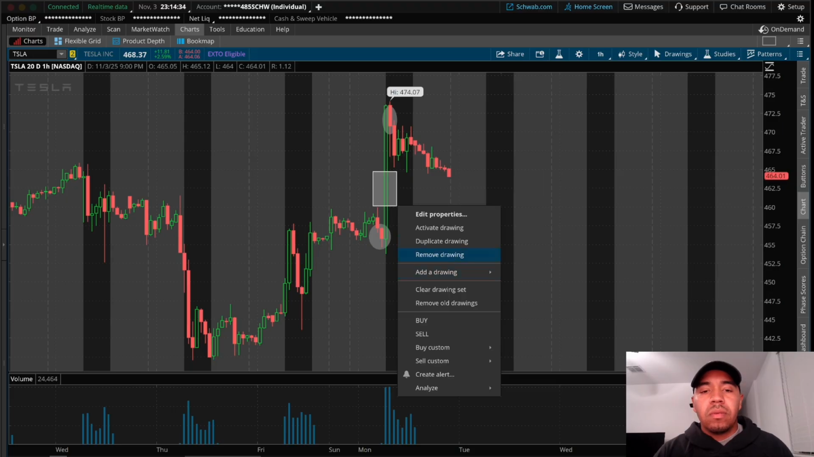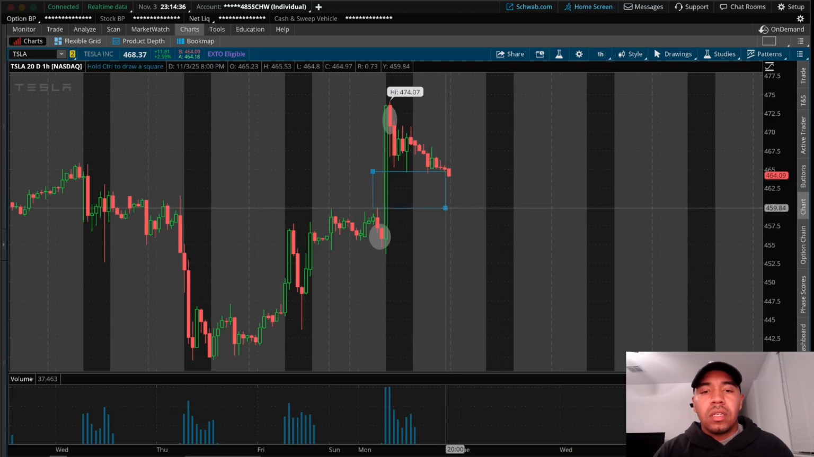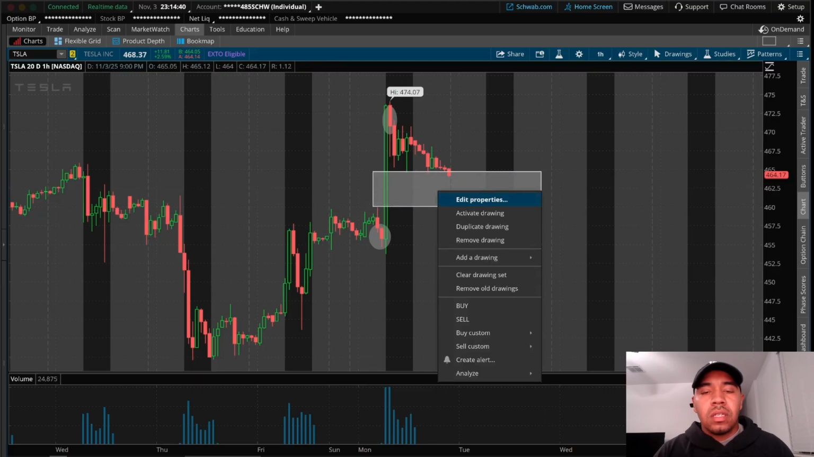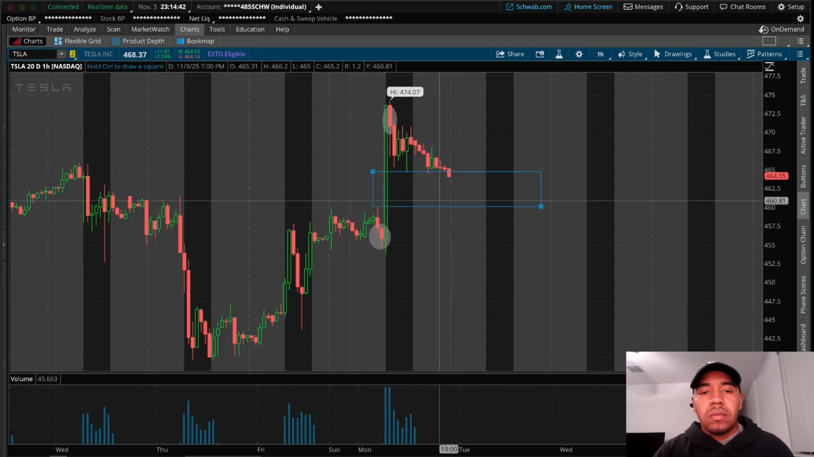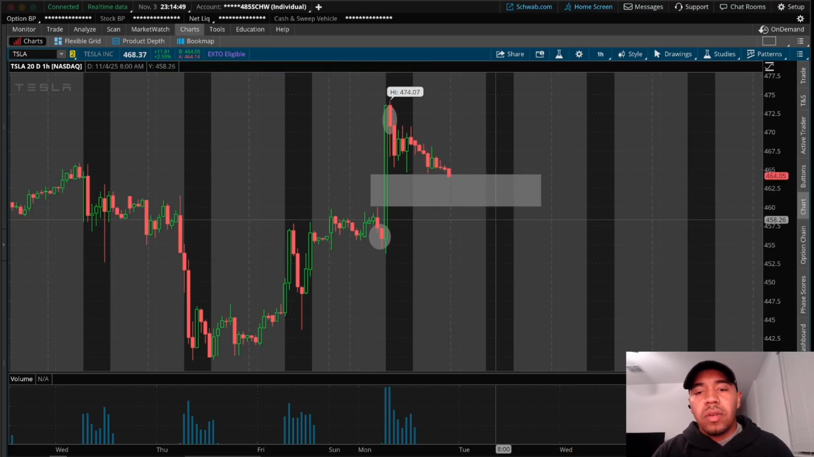We'll move it out a little bit more. Here we go. Let's bring this down just a little bit. Things usually hit precise on here, but there we go. Here's our gap right here. This right here has created a fair value gap. This here is our imbalance.